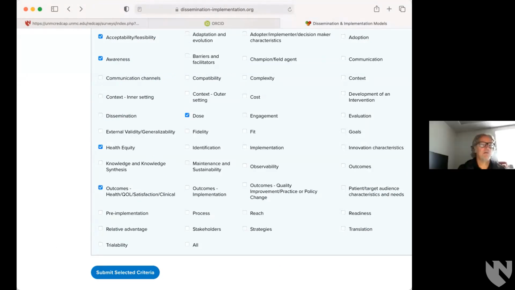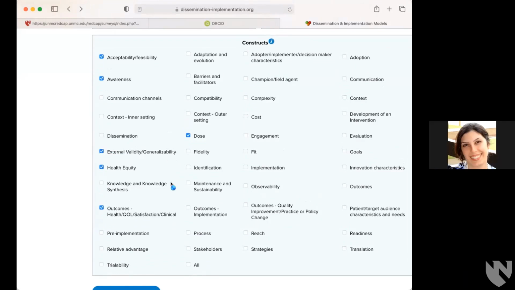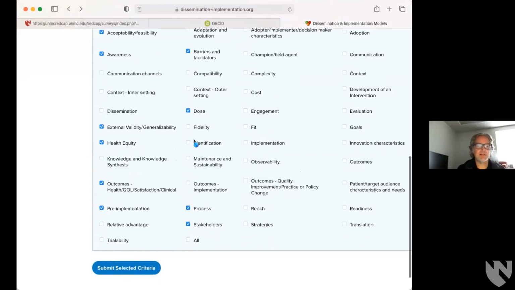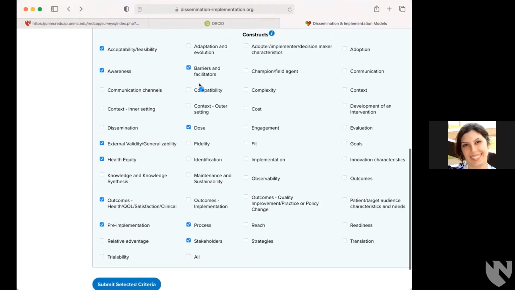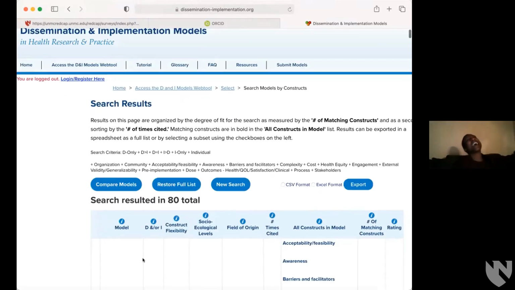All right, in that case, external validity, generalization, definitely. Pre-implementation. Barriers and facilitators. Process. Stakeholders. All right, shall we try again? Complexity. We'll try complexity, and then let's try it again. Complexity and cost, and engagement. Cost and engagement. Now let's see if we've ruled them all out. See if we get less than 29 this time. I'm saying 5. Oh my God, we got more. Just kidding.